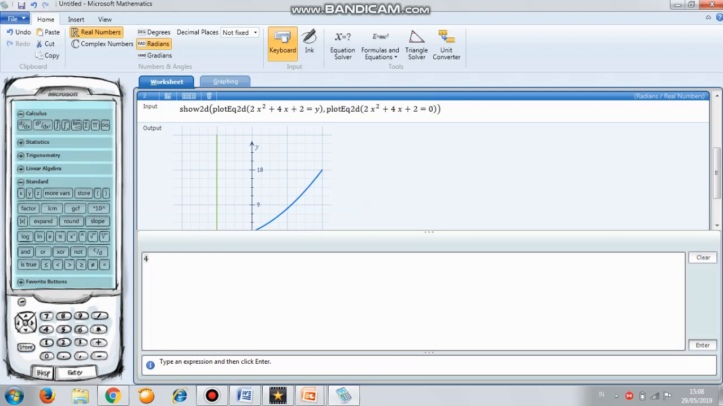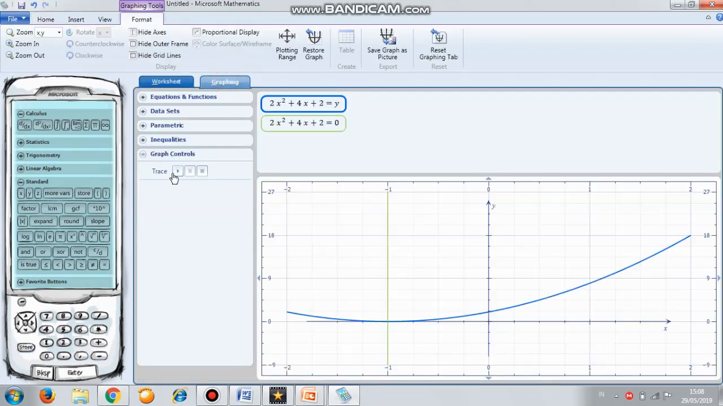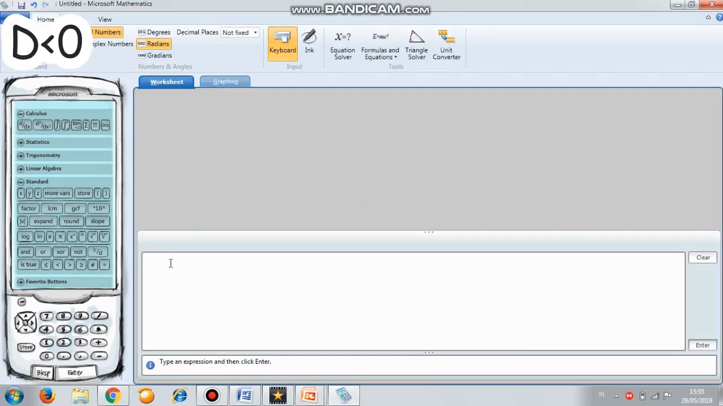We almost forgot to find the discriminant by using the formula. It's 4 squared minus 4 multiplied by 2 multiplied by 2 again, because 2 is a and c. The value is 0. And for the graph, we know that it touches the x-axis at 1 point. The point is x equal to minus 1.